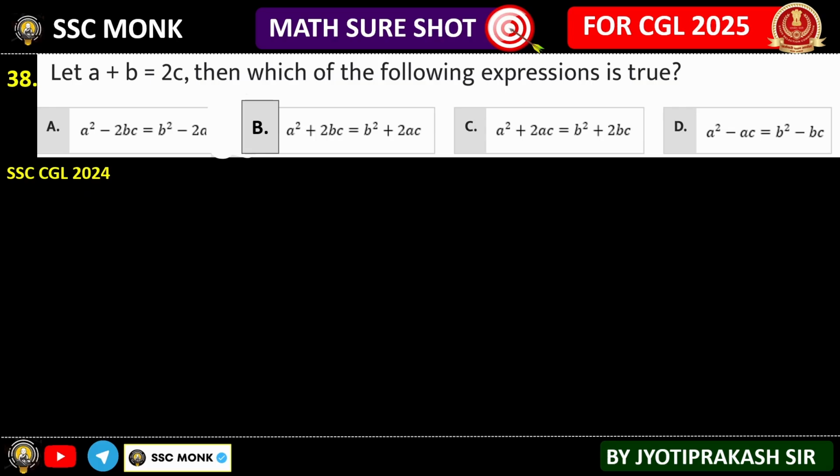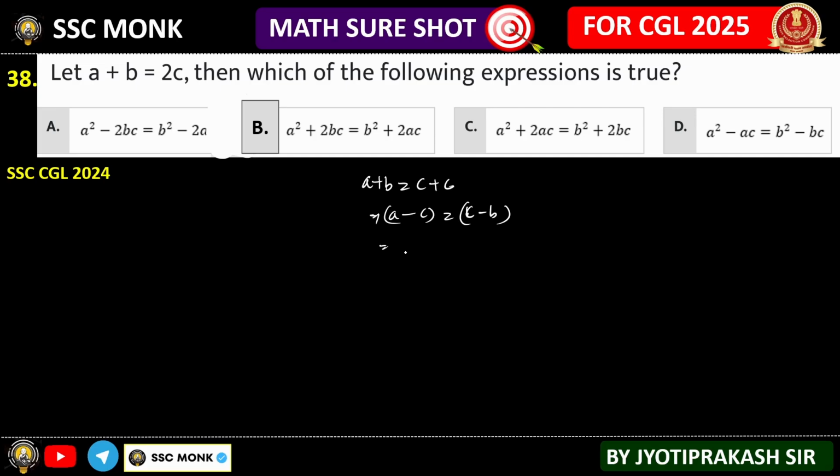Next, let a plus b is equal to 2c. Then which of the following expression is true? So it is saying a square minus 2bc is equal to b square minus 2a. Okay. A square plus 2bc is equal to b square plus 2ac, or a square plus 2ac. Here I can write a plus b is equal to c plus c, or I can write a minus c is equal to c minus b.